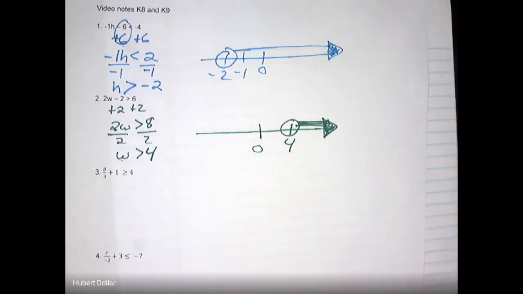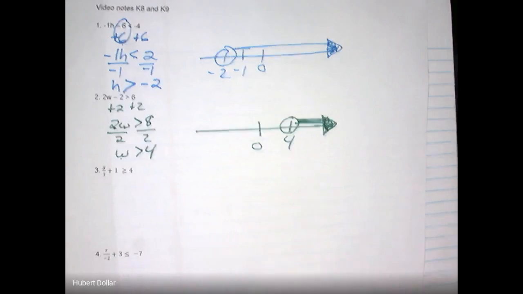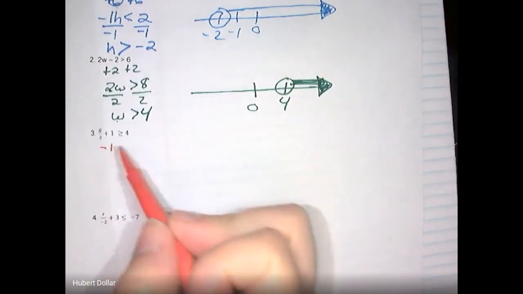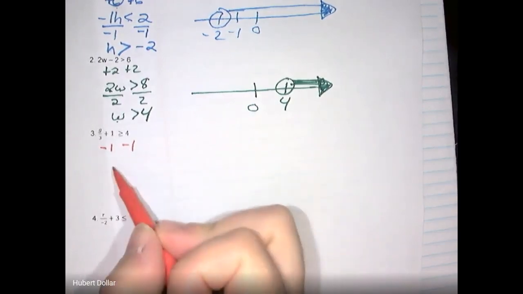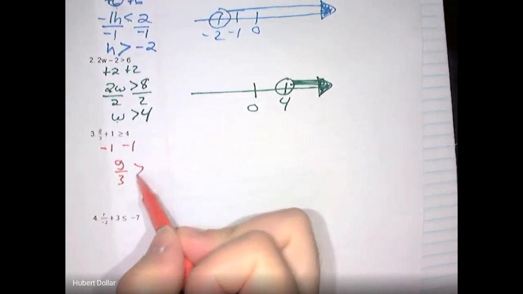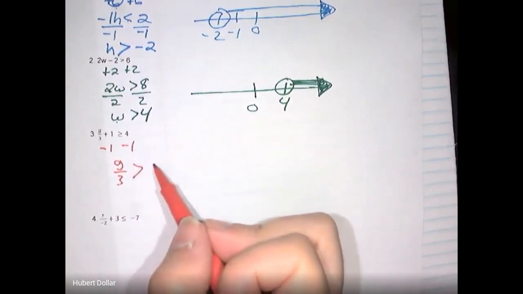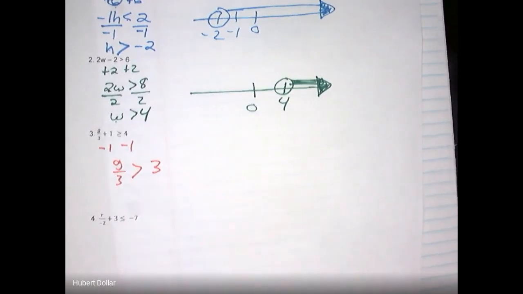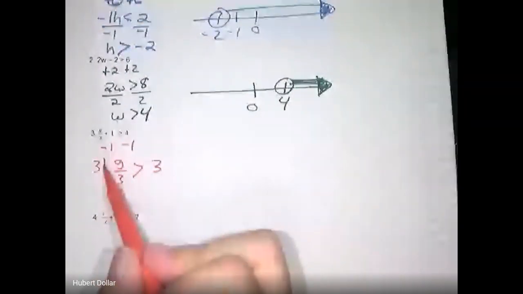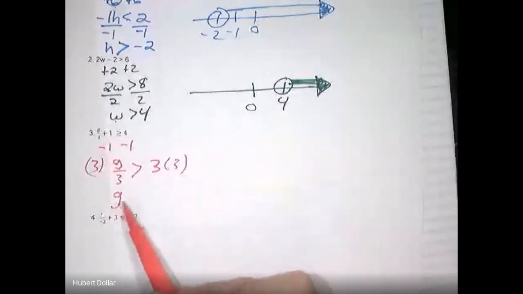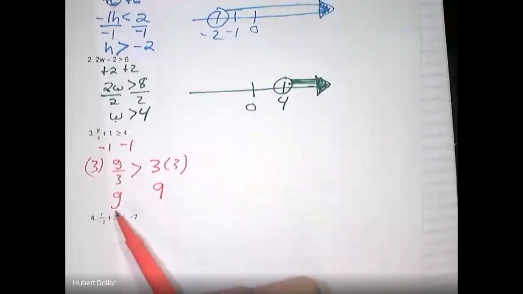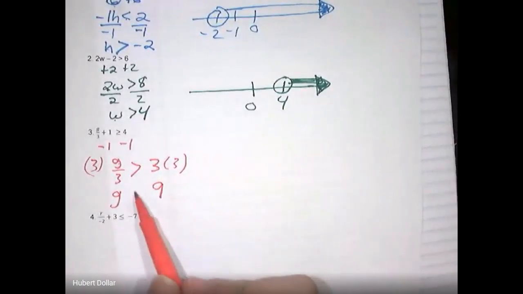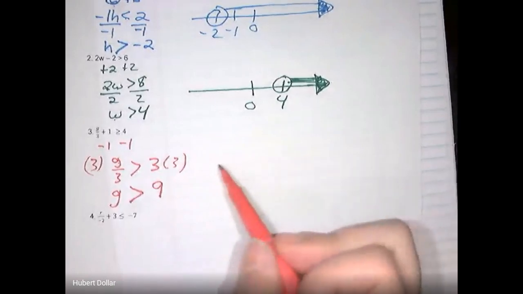Number 3, do not be intimidated by the fraction. The opposite of adding 1 is to subtract 1, so we subtract 1 on both sides. That is g over 3 is greater than or equal to 4 minus 1, which is 3. Now this is g divided by 3. The opposite of dividing by 3 is to multiply by 3 on both sides. So g and 9. The positive g is still a positive g. The positive 3 became a positive 9. No signs have changed, so the inequality sign does not change.